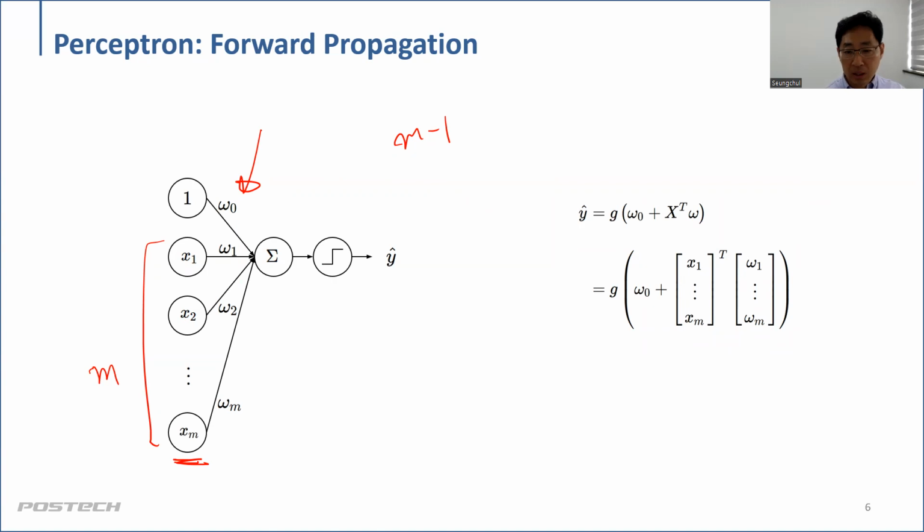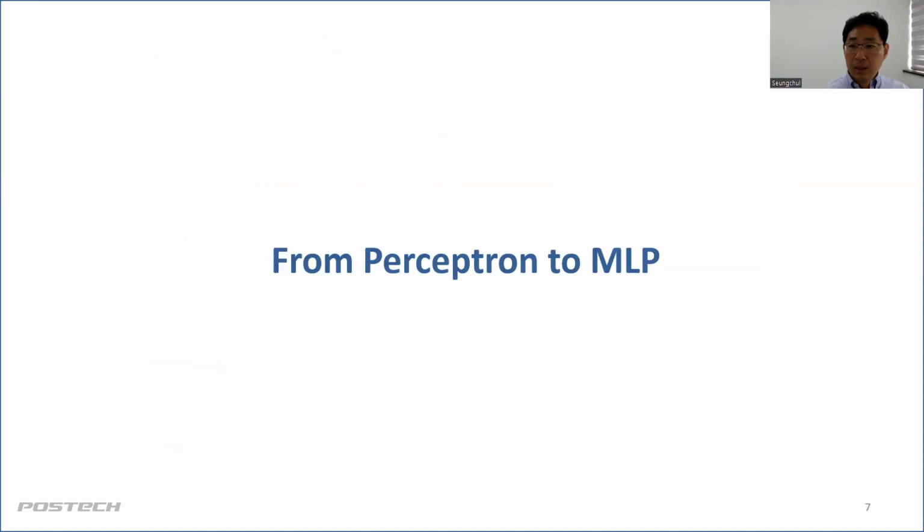Okay, and this is again a mathematical expression in vector form. I think you already learned this when you discussed perceptron, so it's kind of a recap. Now, as you see in the titles, it's from perceptron to multi-layer perceptron, or ANN, artificial neural net. Basically, these two are equivalent or identical.